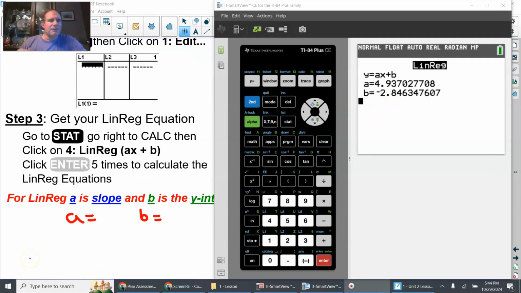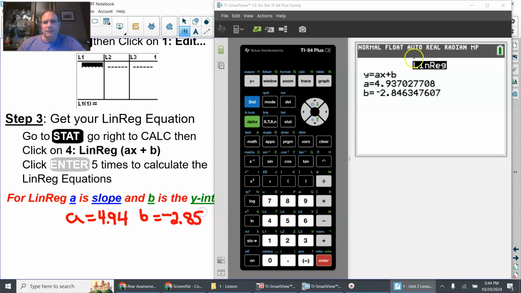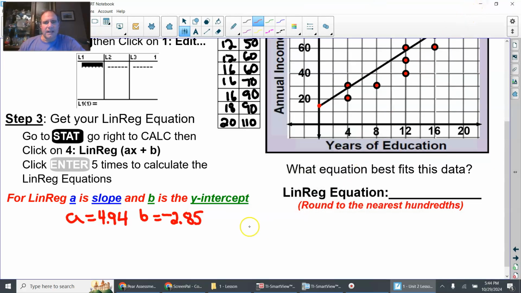So the question does tell you to round to the nearest hundredths. So I'm just going to round to the nearest hundred. It's 4.9. And then see this 3? The next number is 7, so it becomes a 4. And then round to the nearest hundredth here is negative 2.85. So let me just get the calculator out of there.